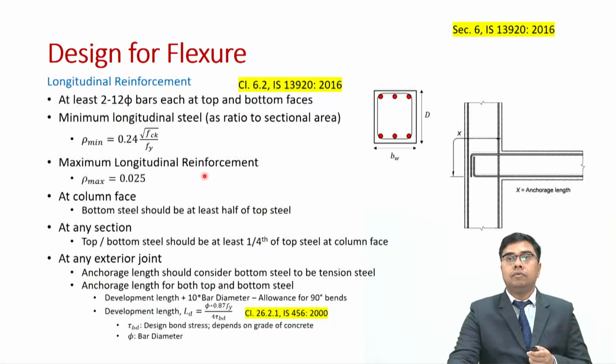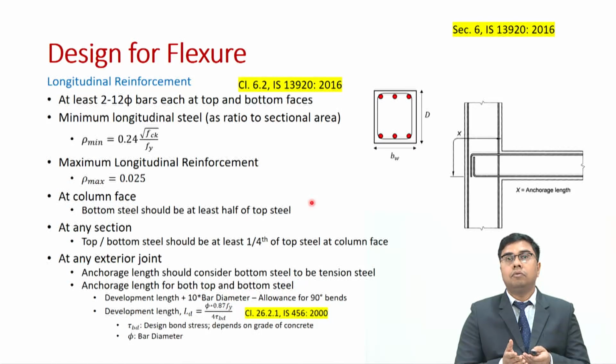This will be more clear when we check in our design example. Then further, near the column face, that is near the supports, the bottom steel should be at least half of the top steel. Why is it said so? Because at the column face we will usually have hogging moment.